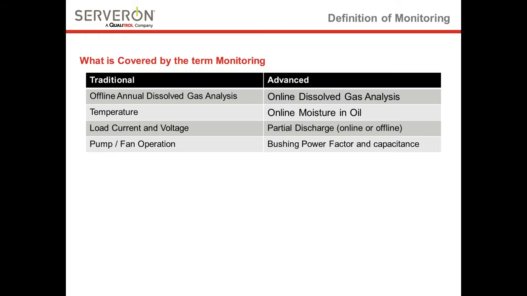Offline annual dissolved gas analysis is practiced by almost everybody. Temperature monitoring of the transformer: transformers in almost all cases will have temperature gauges. Load current and voltage monitoring, pump and fan operations, all the type of data that you might already be getting from your transformer. Advanced monitoring would then cover such things as online DGA, dissolved gas analysis, online moisture in oil, partial discharge either offline or online, bushing power factor and capacitance. So more sophisticated monitoring systems.